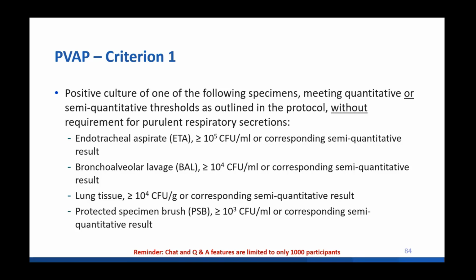PVAP criterion 1 is met with a positive culture of one of the following specimens when they meet quantitative or semi-quantitative thresholds, as outlined below and within the protocol, without the requirement for purulent respiratory secretions. The eligible specimen types include endotracheal aspirates, bronchoalveolar lavage, lung tissue, and protected specimen brush.